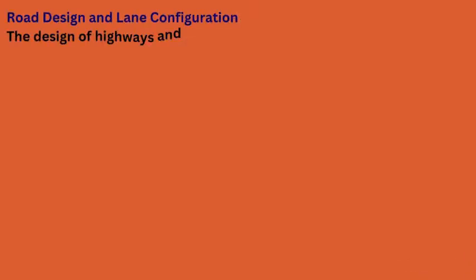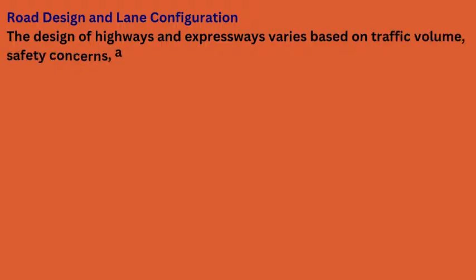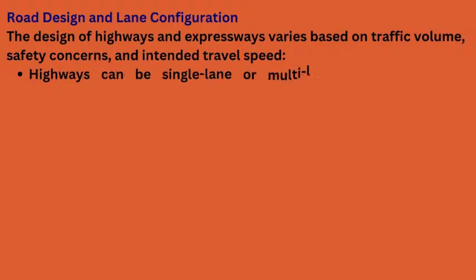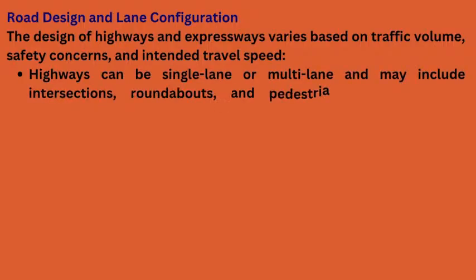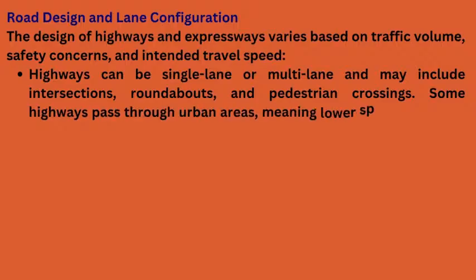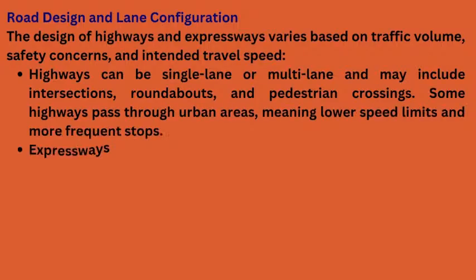Road design and lane configuration. The design of highways and expressways varies based on traffic volume, safety concerns, and intended travel speed. Highways can be single-lane or multi-lane and may include intersections, roundabouts, and pedestrian crossings. Some highways pass through urban areas, meaning lower speed and more frequent stops.